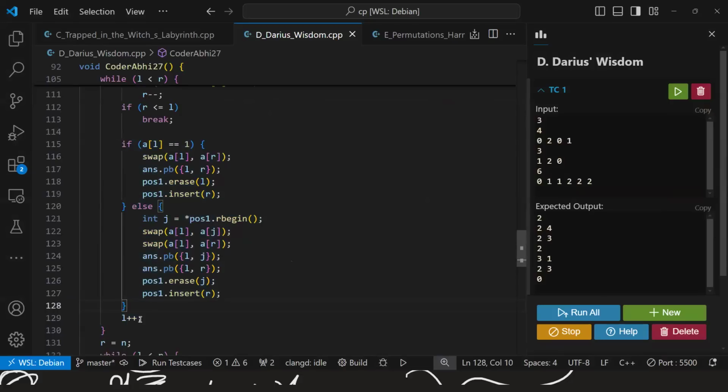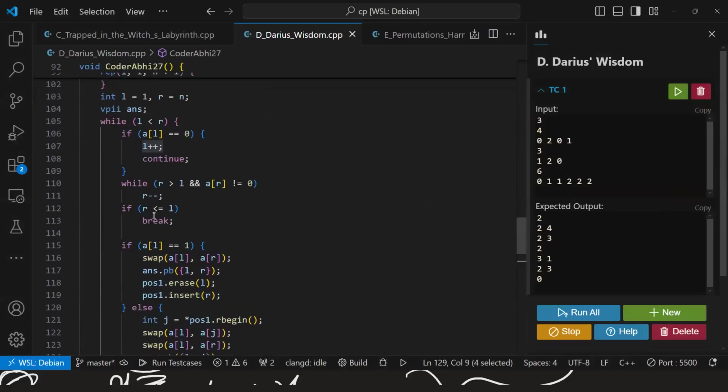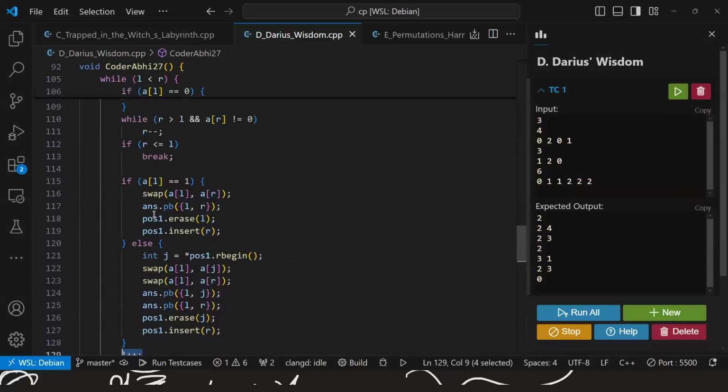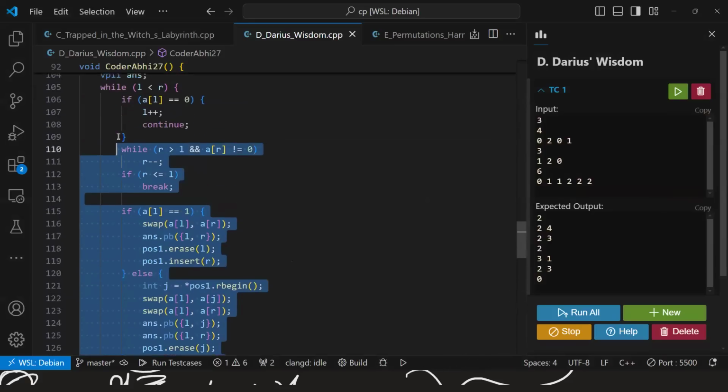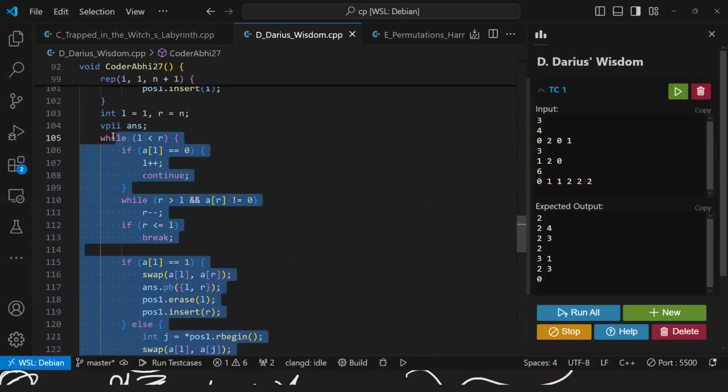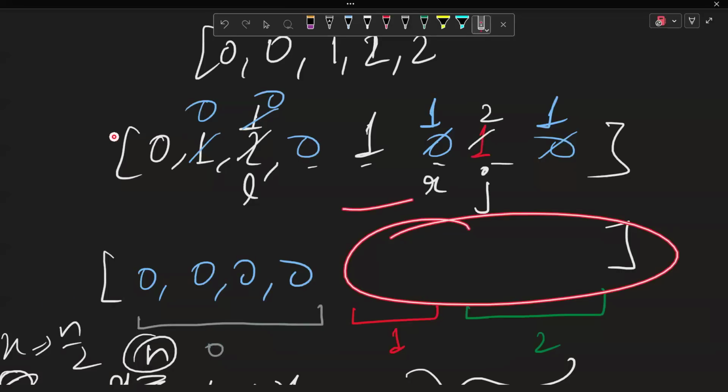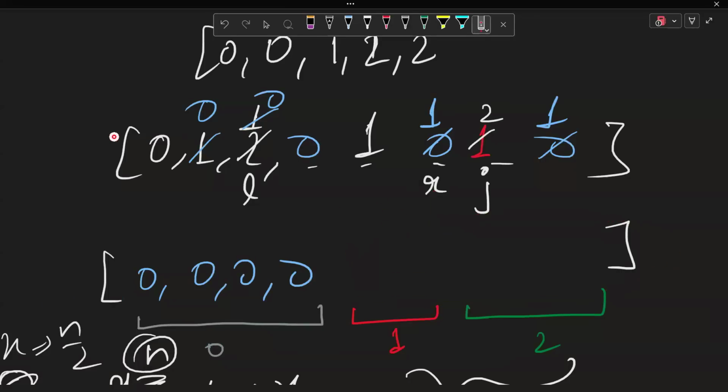Now we have a 0 at AL, so I do L plus plus to look at the next L. This way, after this while loop is done, we have segregated all the zeros at the start. That part is done. Now the second part would be to just evaluate this. My L is now here, so I keep this L and update my R to N.